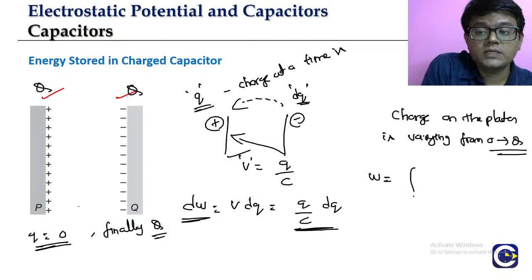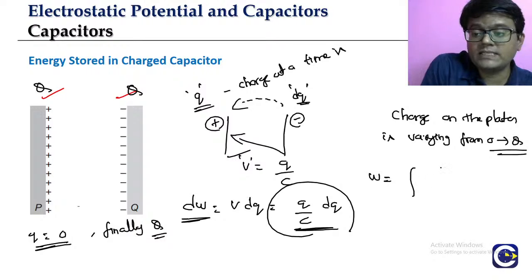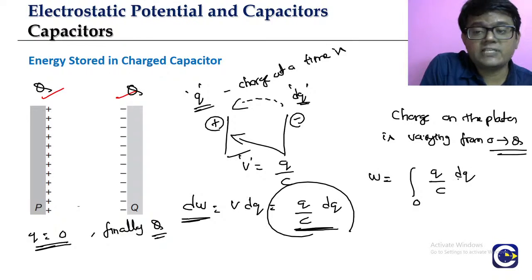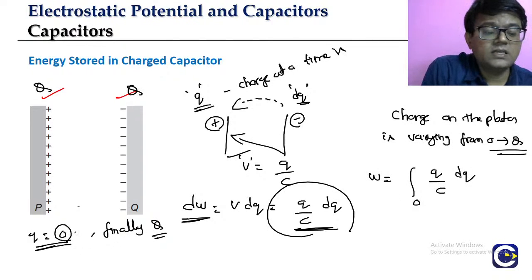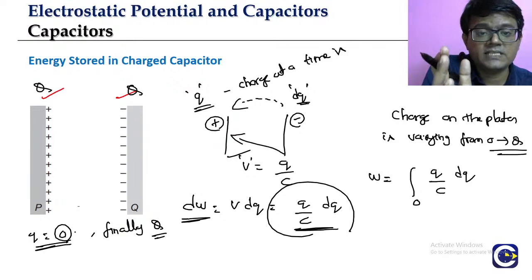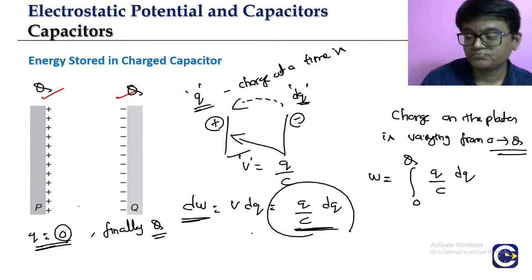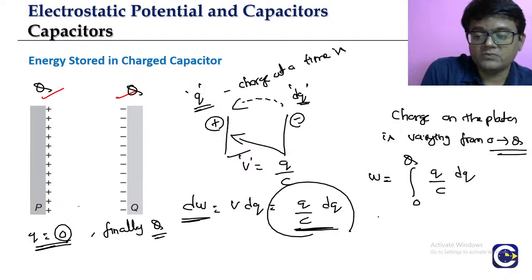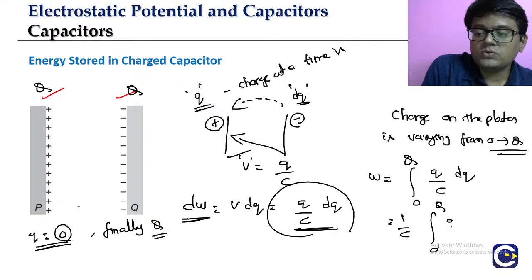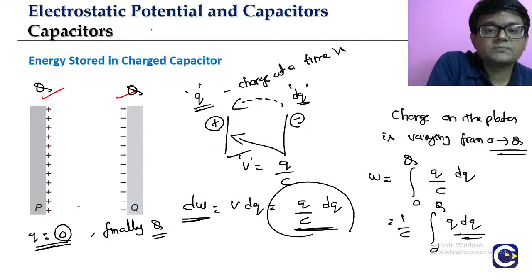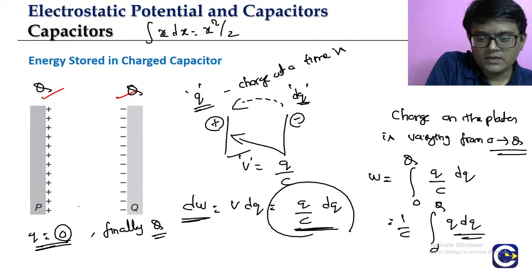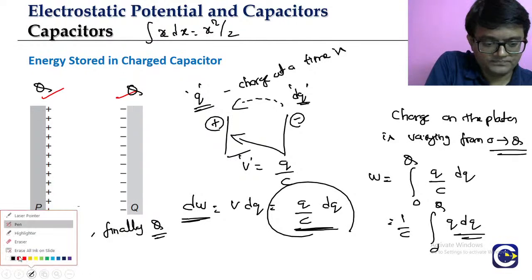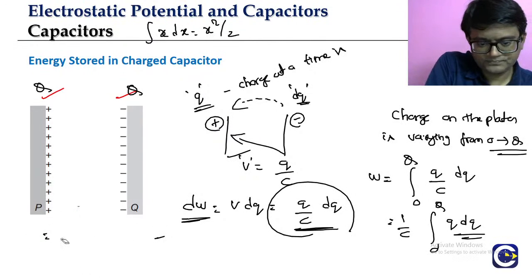The total work we are doing is the integral of q by C into dq. The limits are for the charge: initially the capacitor plates are uncharged, so from 0 up to capital Q. C is a constant, so it is 1 by C times the integral from 0 to capital Q of dq. It's like the integral of x dx. What is the integral of x dx? x square by 2. So what will we get?